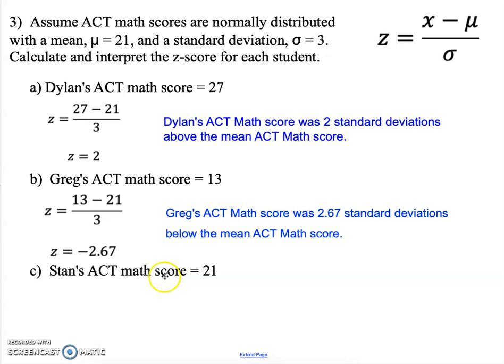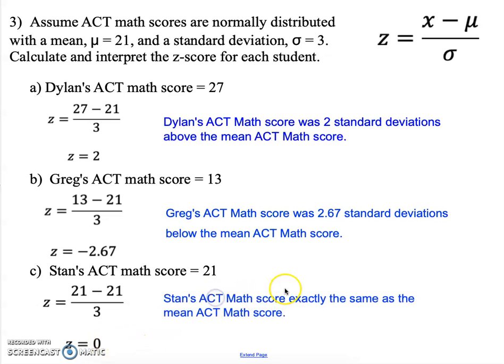All right, do Stan. Stan got a score of 21, which is exactly on the mean. So you get a z-score of 0. So a z-score of 0 tells you Stan's ACT math score is exactly the same as the mean ACT math score.